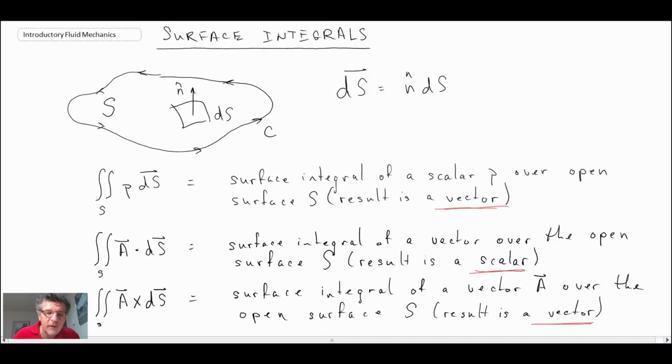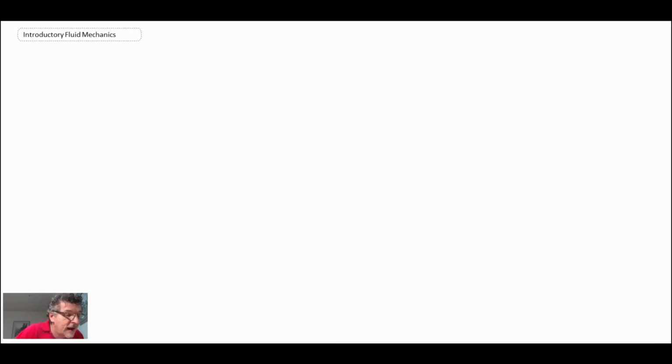So those are surface integrals over open surfaces. Now, if it turns out that we have a closed surface, so what would be a closed surface? Maybe you're integrating across all of the surfaces of a cube, for example. If you wanted to integrate over all of those surfaces, that would be the case where we have what we call a closed surface integral. And so let's take a look at that.